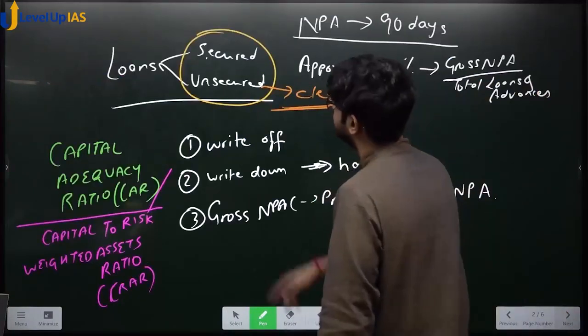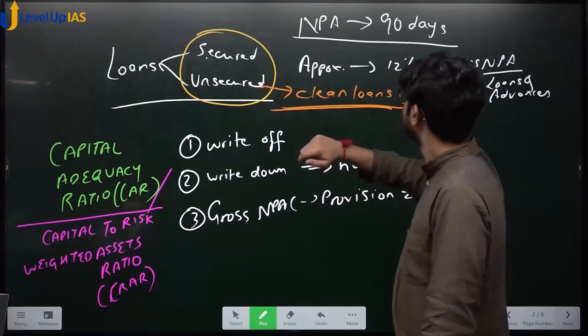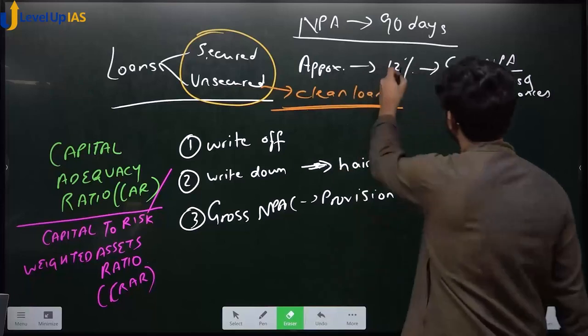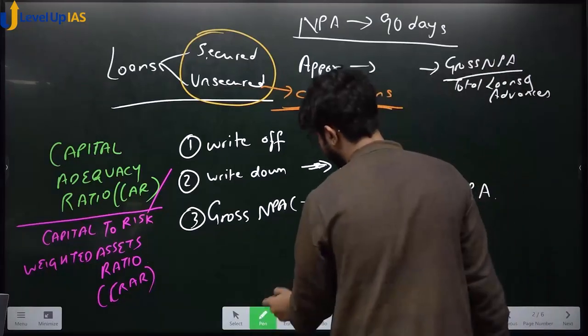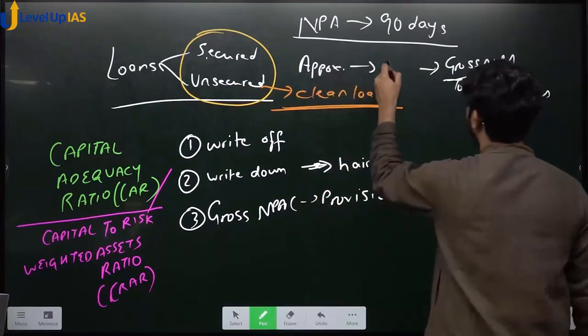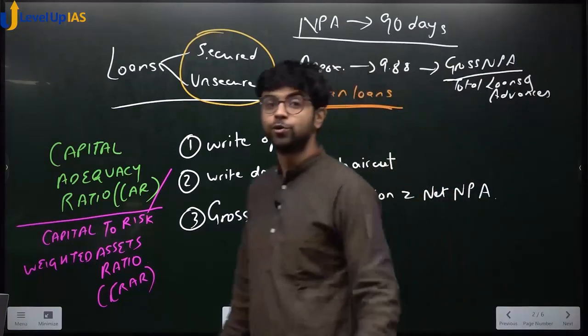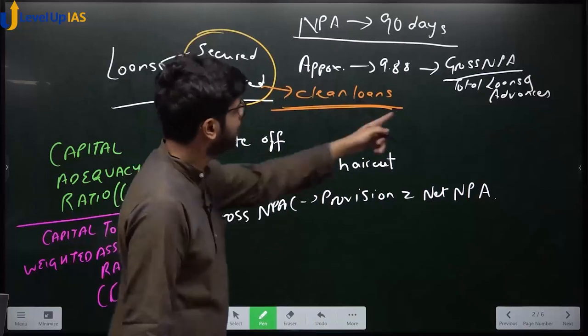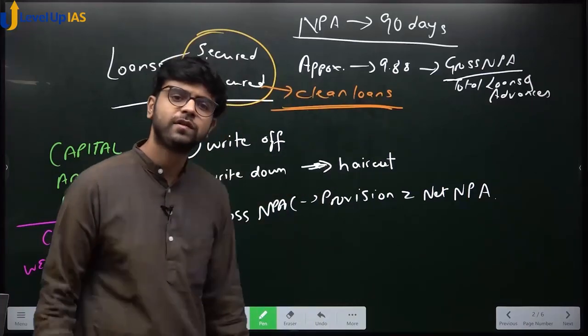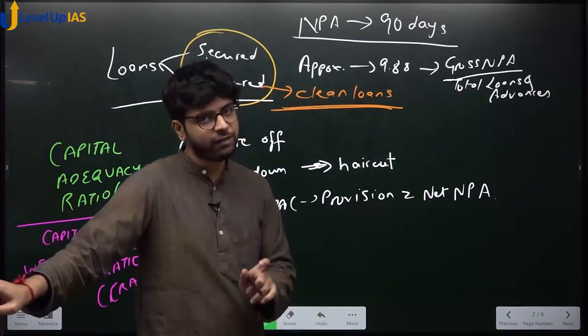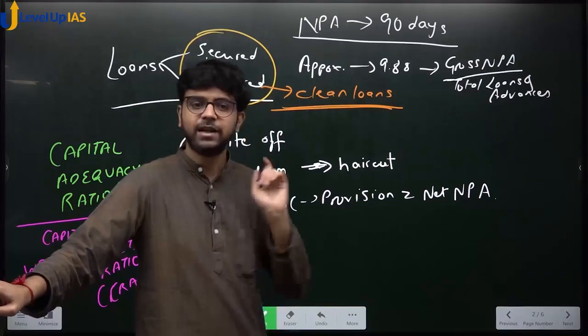Second, loans are of two types, secured and unsecured. Okay, NPA 90 days, we know approximately 12%. I would change this now. We know the latest data, so why not write the latest exact figures? How much is it? 9.88%. Okay, but it will go to 11.22%. We have seen this: gross NPA upon total loans and advances. What is the difference between gross and net NPA? Provisioning. So gross NPA 100, provisioning 15 rupees, net NPA 85 rupees.